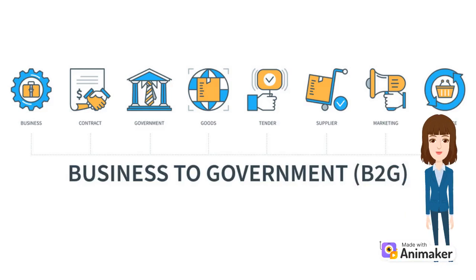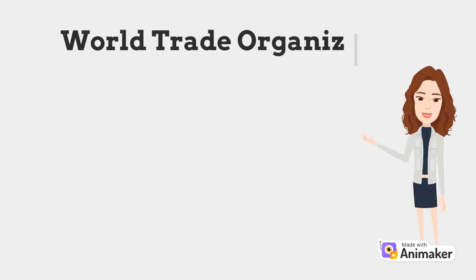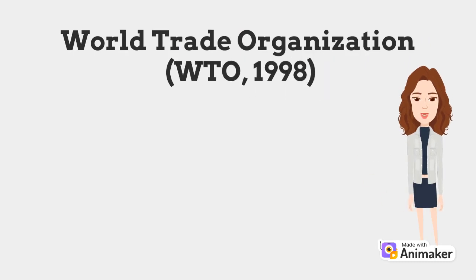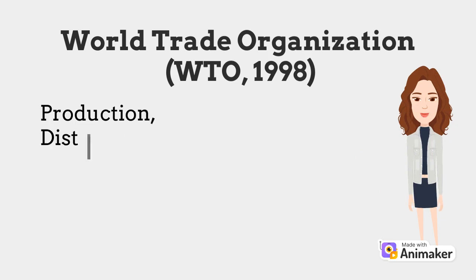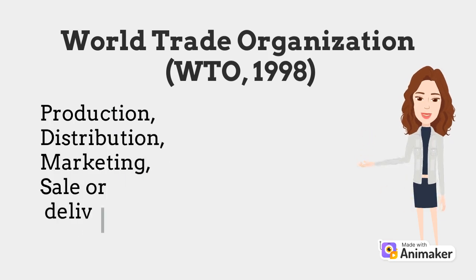To government, B2G, is a business model that refers to businesses selling products, services or information to governments or government agencies. The World Trade Organization, WTO, 1998, defines e-commerce as the production, distribution, marketing, sale or delivery of goods and services by electronic means.